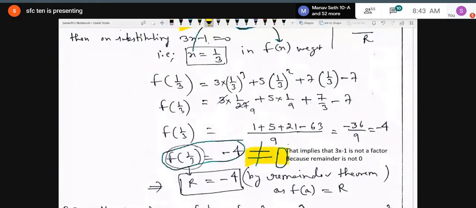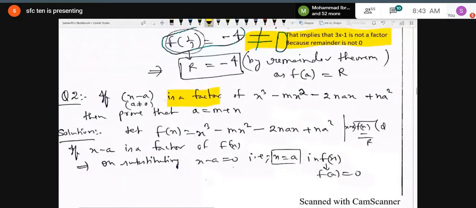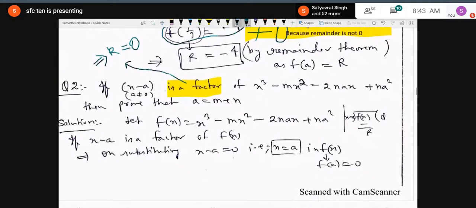In the first case you had to find the remainder. Now let us do the implementation of the factor theorem also. If x minus a is a factor of x cube minus mx square minus 2nax plus na square, and over here a is not equal to 0, where you are dividing by x minus a, then you have to prove that a is equal to m plus n.